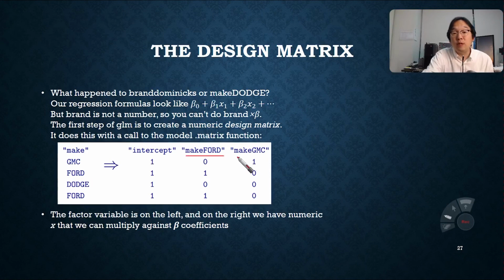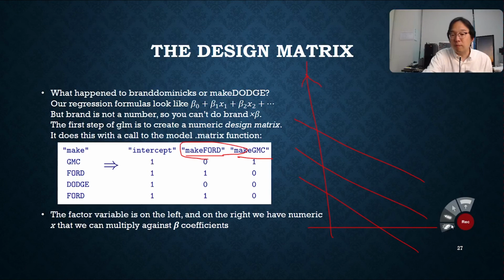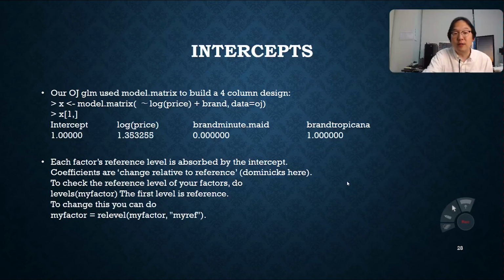Now, all these dummy variables will serve as kind of another intercept, an added intercept, shall I say? So that subsample of Ford will have their own coefficient, the intercept, and then make GMC will have another intercept, in addition to the common intercept that you have. So get ready for that discussion later. Parallel lines, you can think about it that way.